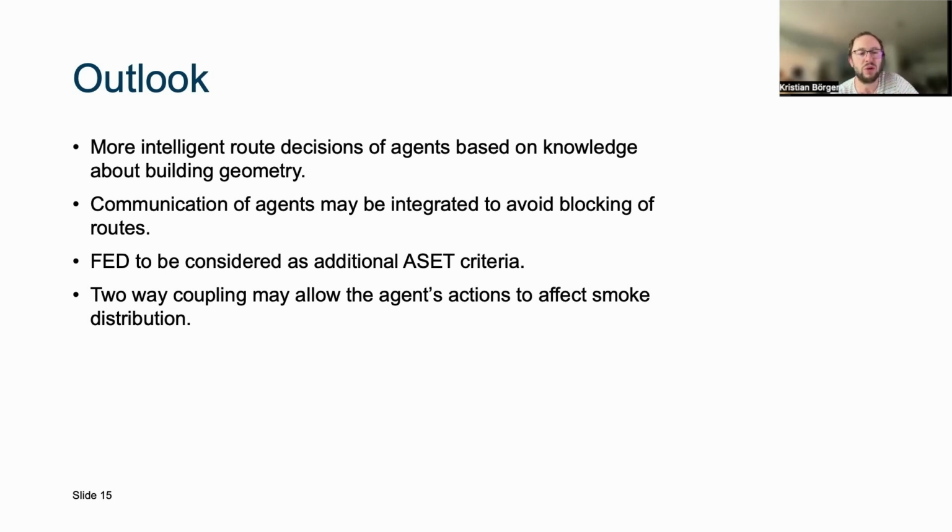We want to have a two-way coupling, meaning we want to maybe allow the agents' actions to affect the smoke distribution. This is quite a complex thing since we need to go back into the fire simulation. But yeah, this is something that is maybe on the wish list. Yeah, that's it from my side. Thank you. And now I'm open for your questions.